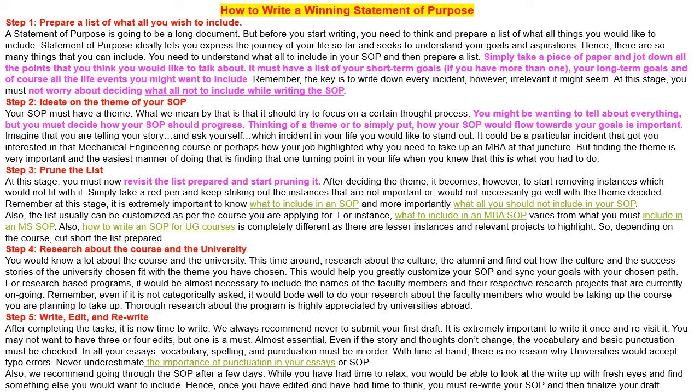Step 2. Ideate on the theme of your SOP. Your SOP must have a theme. What we mean by that is that it should try to focus on a certain thought process. You might want to tell about everything, but you must decide how your SOP should progress. Thinking of a theme, or to put it simply, how your SOP would flow towards your goals, is important.